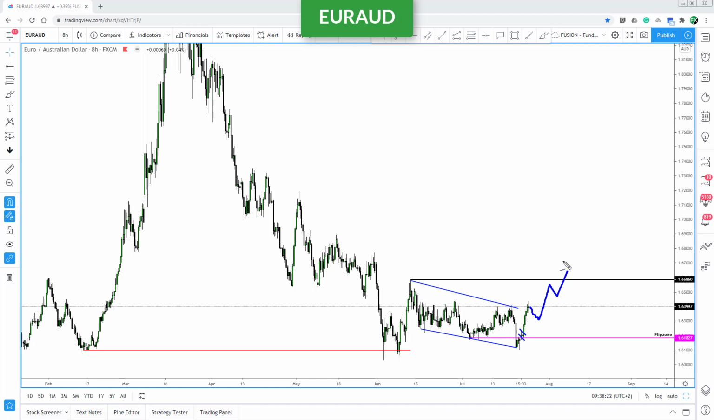I'm not exactly sure how high this is going to go, but this looks quite bullish after we took this liquidity. So potentially we could go much higher on the Euro Aussie dollar. Quite a few Aussie dollar and New Zealand dollar pairs that we're going to be watching next week.